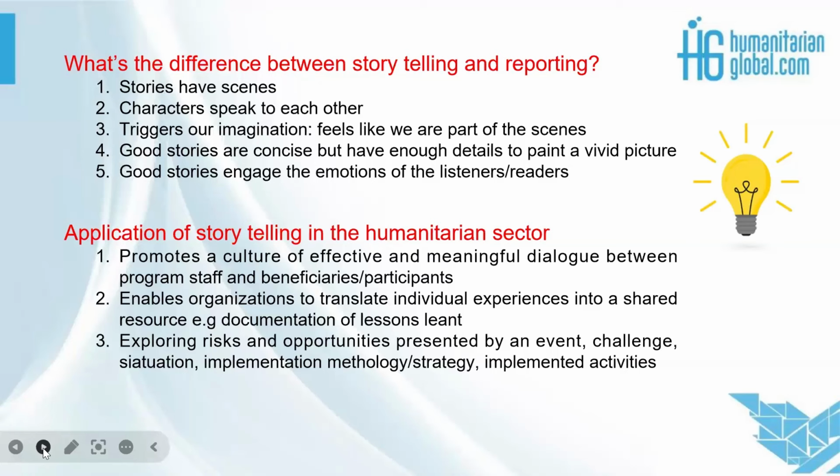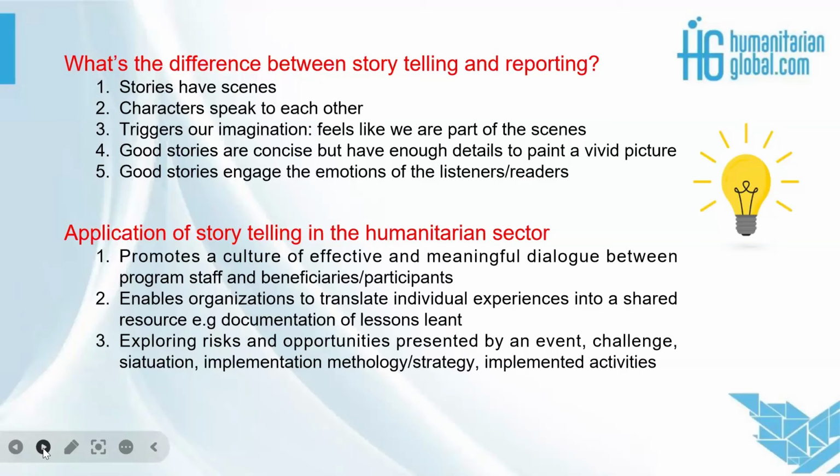So in our humanitarian world, how do we apply the stories or how are stories used? So stories can be used to promote a culture of effective and meaningful dialogue between program staff and beneficiaries or participants. Some organizations nowadays call them participants rather than beneficiaries.